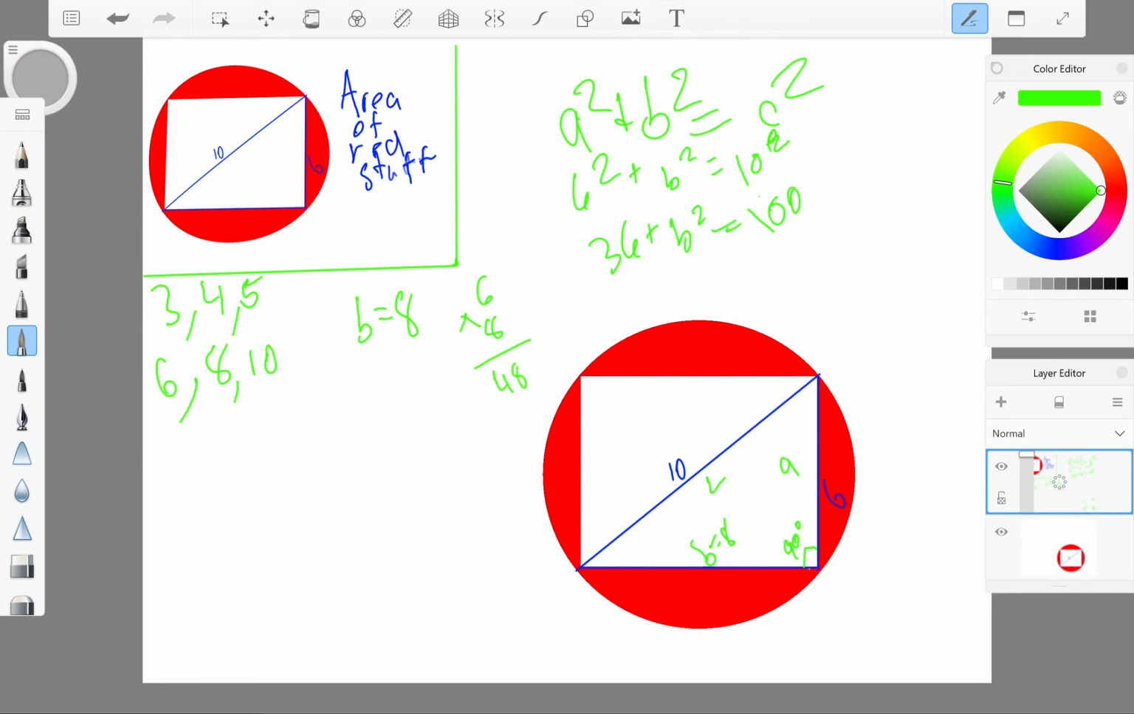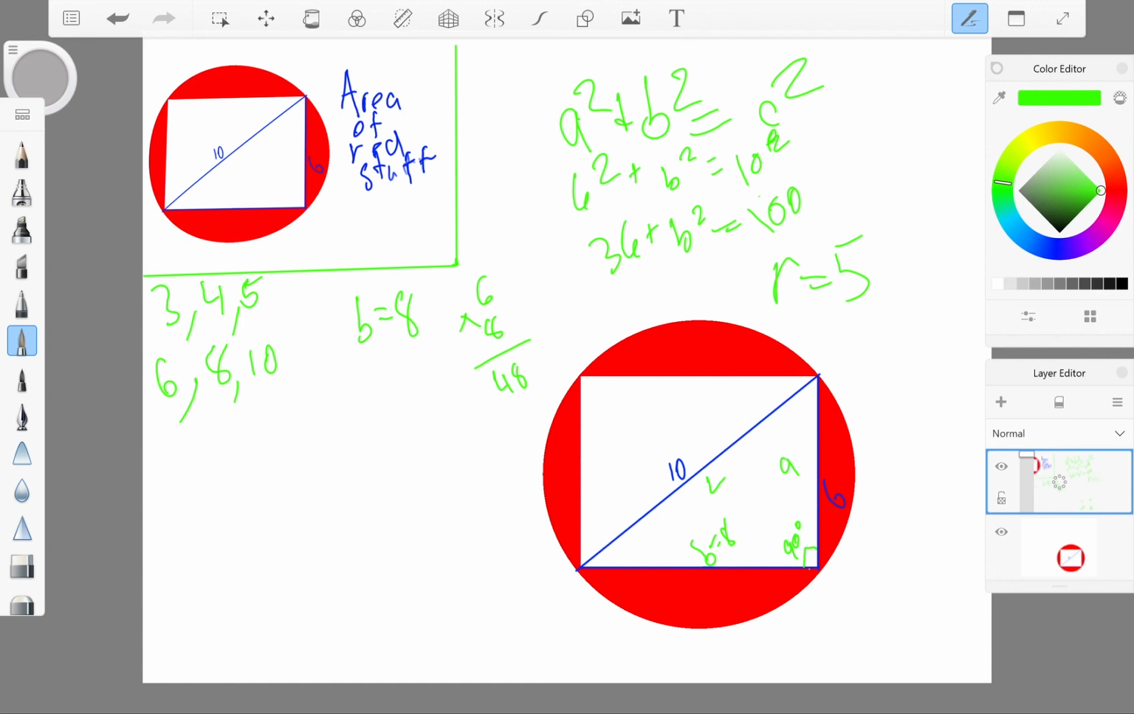And so now that we know it's 48, we need to figure out what the area of the circle is. Now you're all wondering, oh my god, to find the area of the circle, you need to do pi r squared. We don't know the radius, but we know the diameter, because this rectangle is inscribed, which means it's going the maximum it can. So let's pretend that this corner is touching this, and this corner is touching this. So that means the diameter is 10. So our radius has to equal 5.